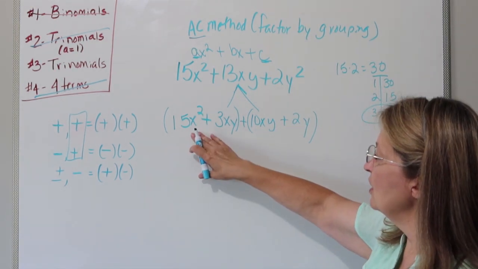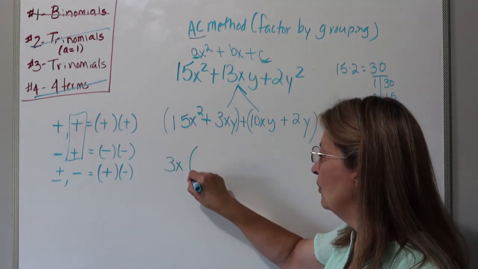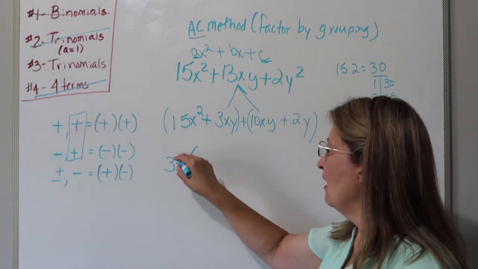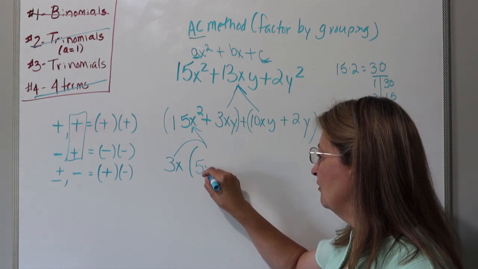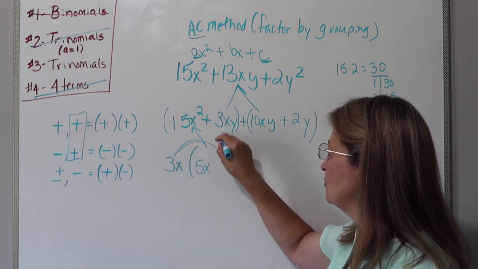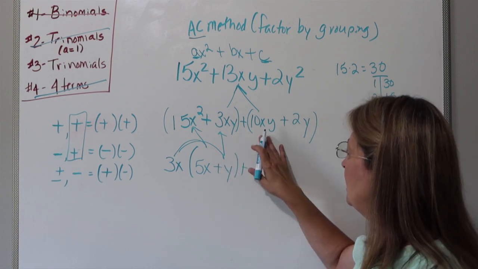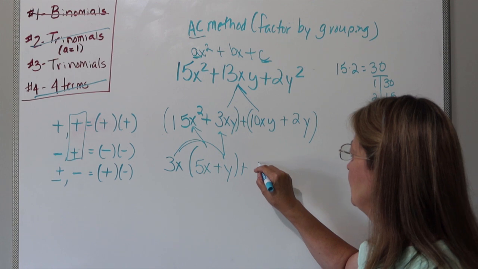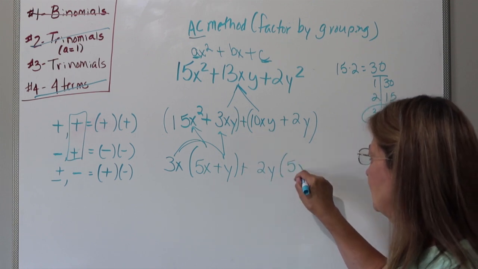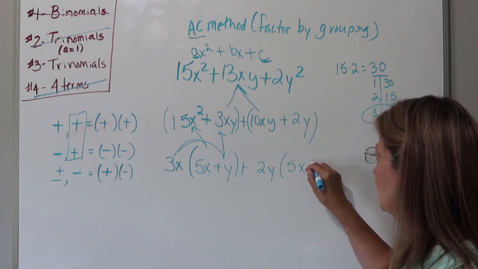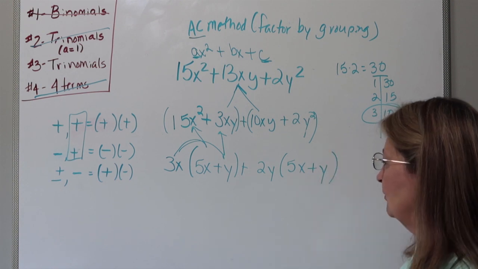So now, what's the greatest common factor between these two things? Well, 3 and x will go into both of them. So when you factor that out, 3x times what would give you the 15x squared back? 5x. And 3x times what would give you 3xy? Plus y. All right, down here, what's my greatest common factor? 2y. Now when I divide it out of here, I get 5x. When I take it out of here, I lost a square. That's going to be y left over.